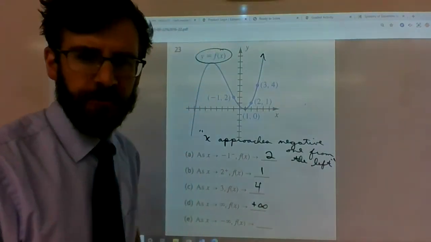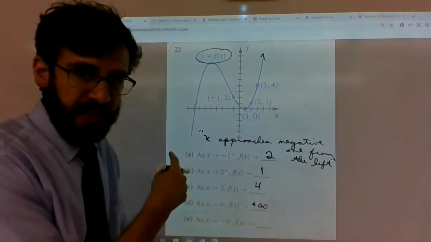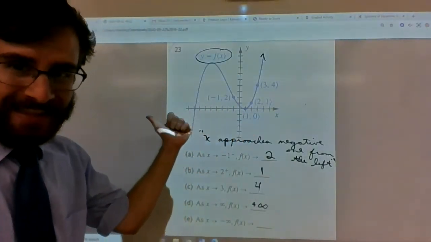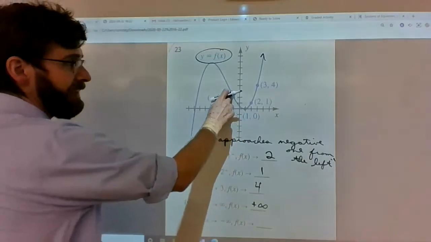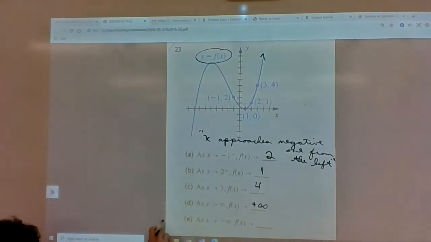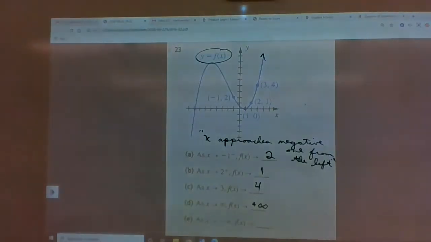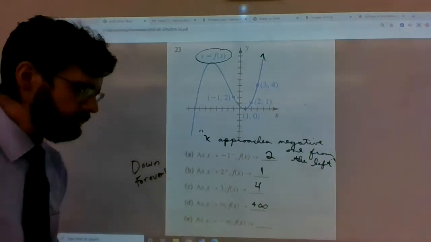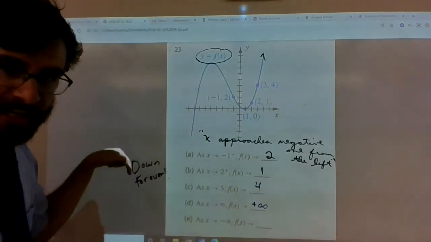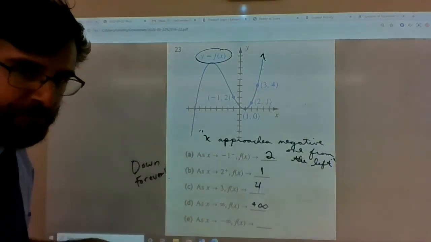And I'm going to put positive infinity because you're going to see on the next one that as my x values keep going left, it's going to just keep going down, down, down. You keep going left, it goes down forever and ever. That'd be negative infinity. Your y values are getting infinitely smaller forever.